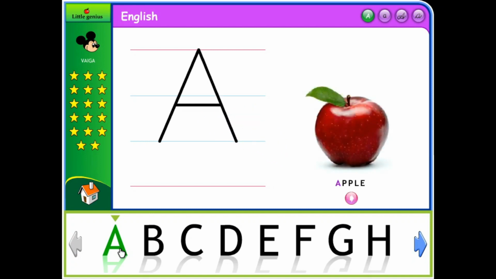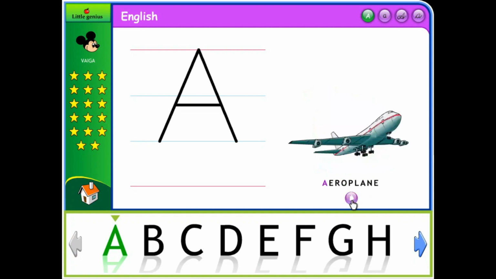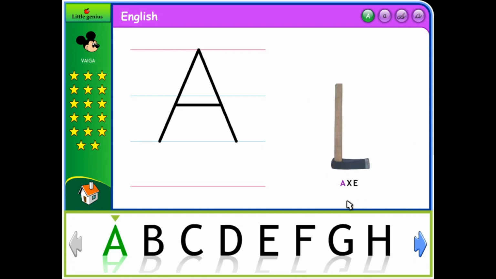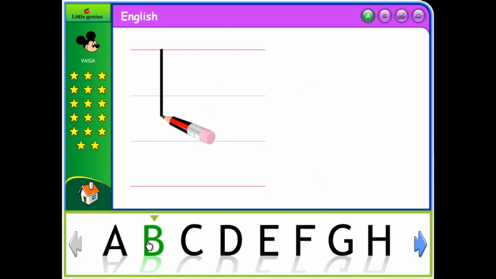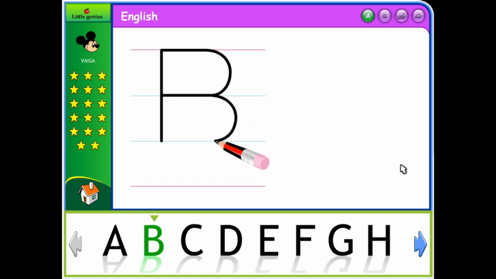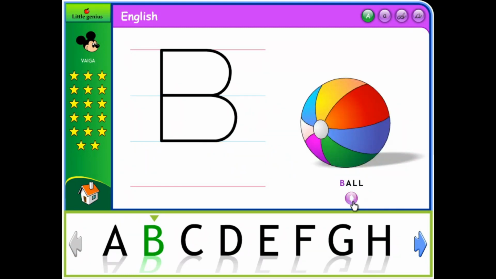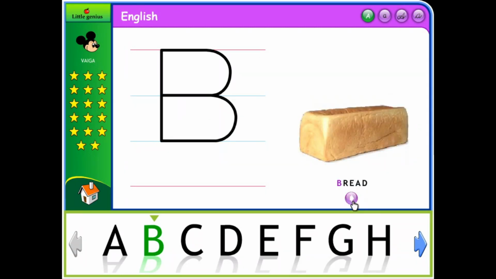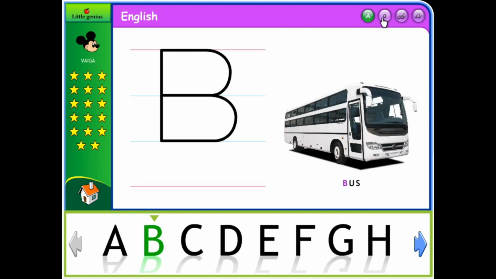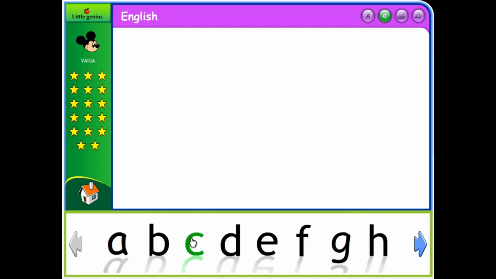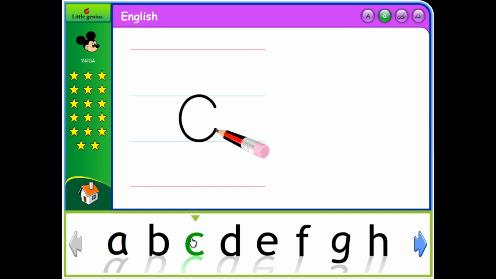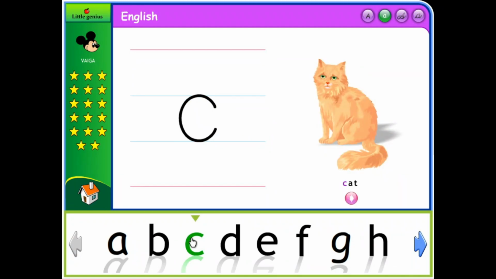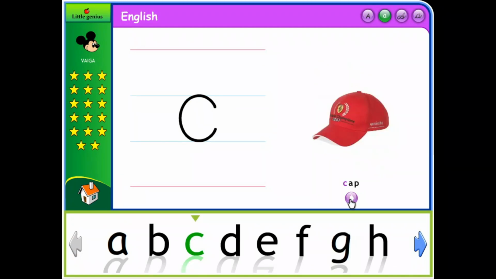A for apple. Aeroplane. Axe. B for ball. Bread. Bus. C for cat. Cap.